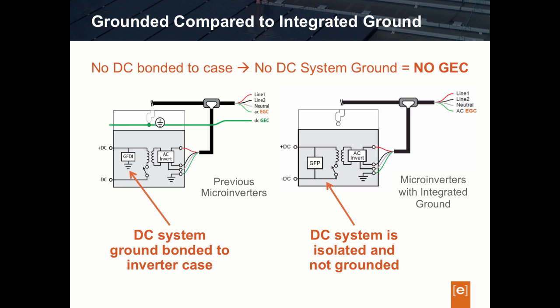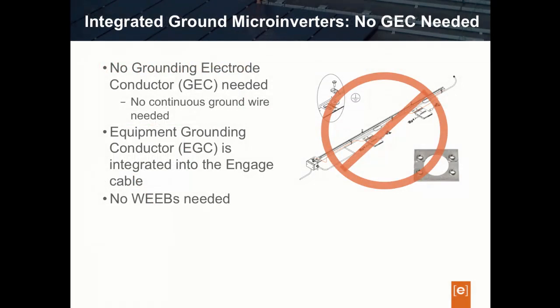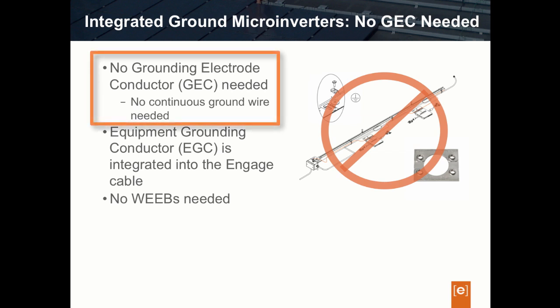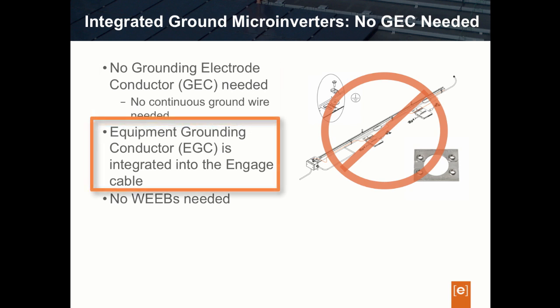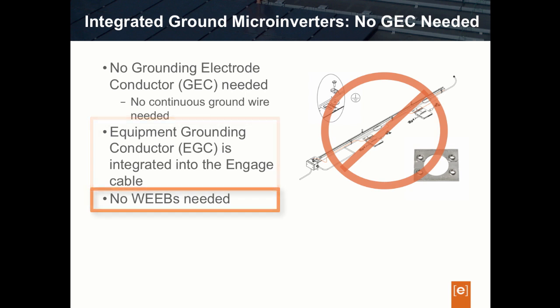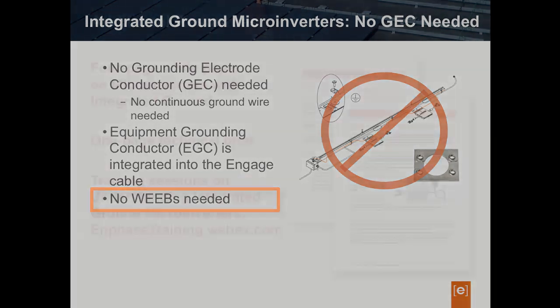Isolating the DC circuit makes all the difference and satisfies NEC requirements for ungrounded PV power systems. Because the DC circuit is isolated and insulated from ground, the Enphase microinverters with integrated ground do not require a grounding electrode conductor or GEC connected to each microinverter. And since the microinverter EGC is incorporated into the engage cabling system, no additional grounding materials such as the continuous copper grounding wire or weave grounding washers are needed.